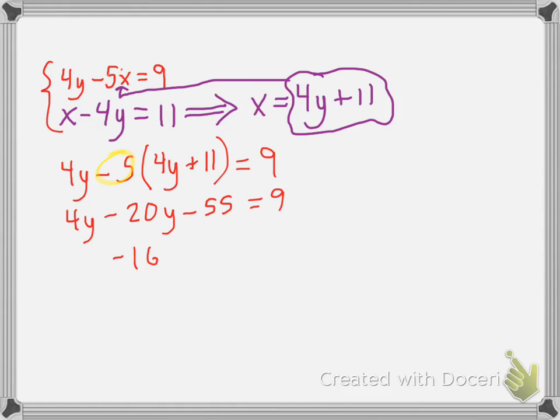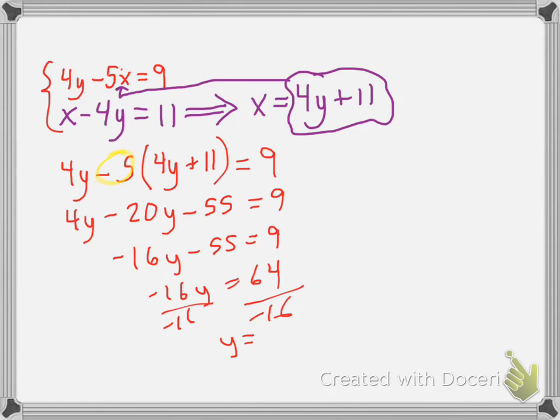And then I'm going to get -16y minus 55, and you should be good on this because you have passed the first half of algebra, hopefully. And 55, 65, 64. And divide by -16. I'm getting sloppy, sorry. y equals -4. So I know that my ordered pair is -4. I want to make sure I put that in the y, not the x. So sometimes if you're not paying attention, you kind of get in the habit of always putting it first.